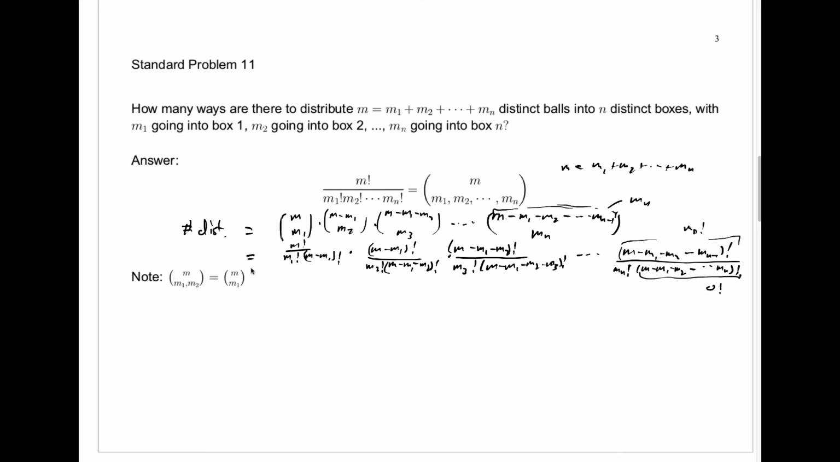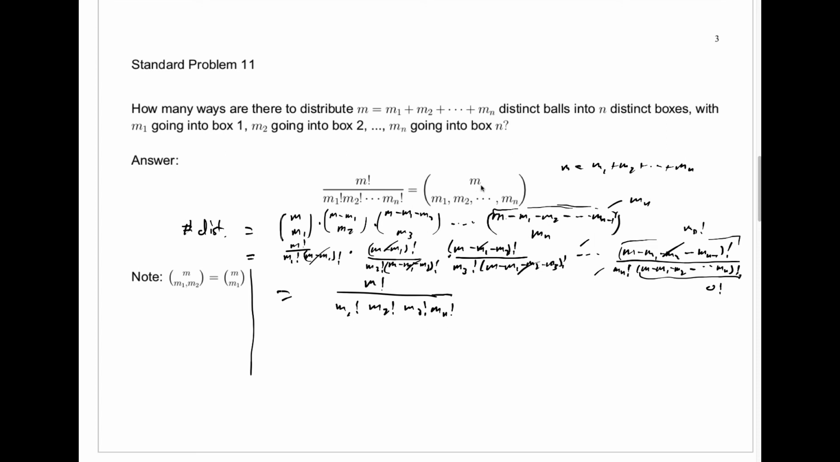What's really nice here, this will cancel this. This one cancels this one. This one cancels this up here. The last one here will cancel this one. And what we have at the end will be exactly m factorial on top. On the bottom, we'll have m1 factorial, m2 factorial from here, m3 factorial from here, all the way up to m sub n factorial from the last one. And remember, that's already 1, so we don't have to worry about it. And that's exactly our distribution number.